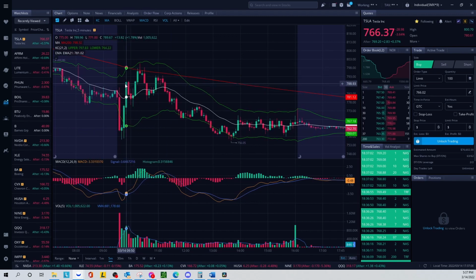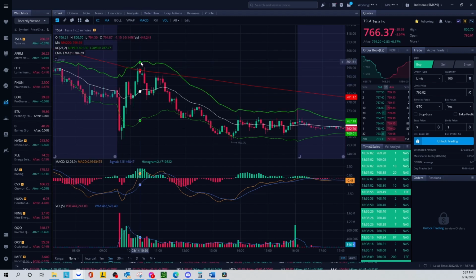So same thing here. So we got here 790. Didn't quite make it up to the upper range. Tesla pulled back to the 21, and then guess what it did? It kept going, right? That's where it got up to the range. And so that would be another opportunity on this pullback.